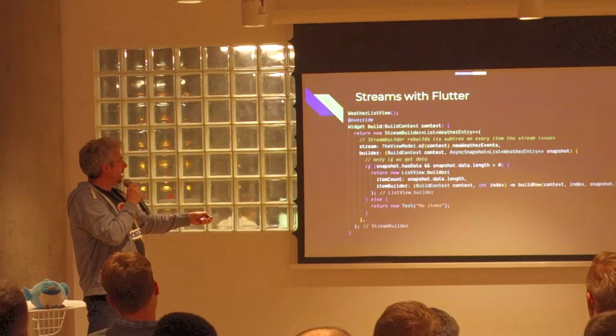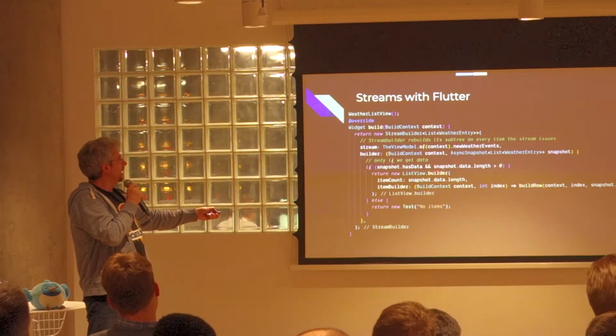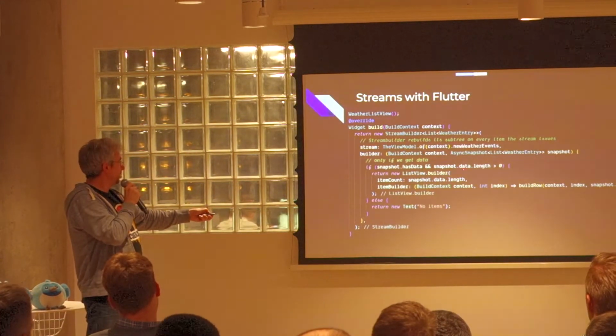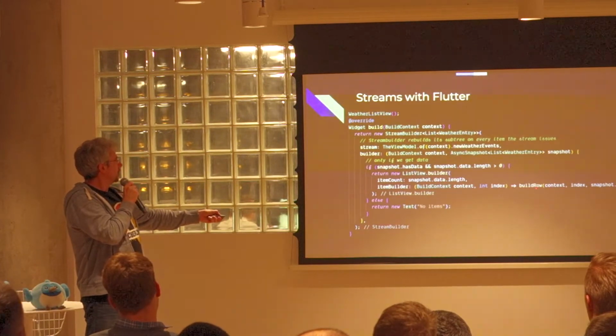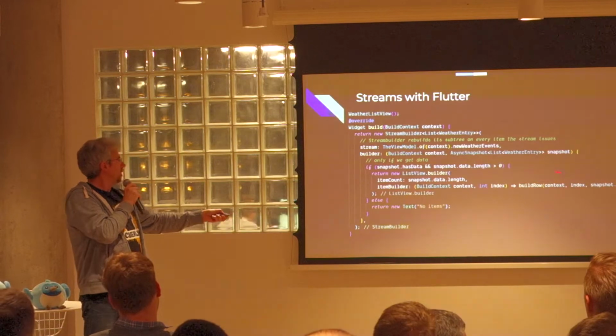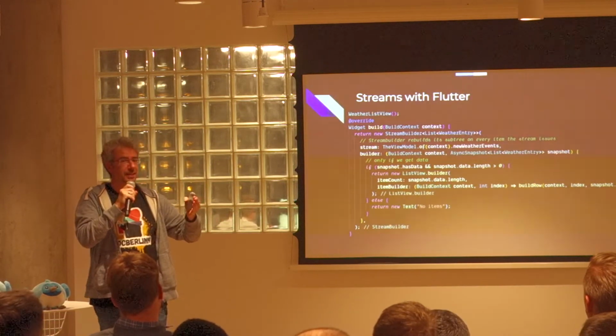It's created with a builder. This means for every list item, a builder function will be called with the index. And in this case, this calls a function build row, for example. This will then create a widget for this specific list item.